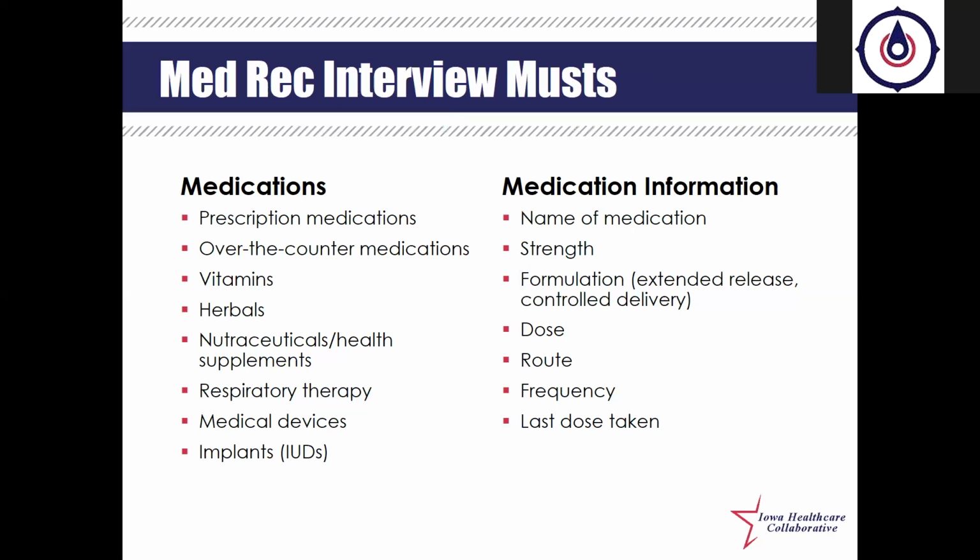When we're looking at the medication information, we want to hit on the name of the medication and the strength. Formulation is one that is often missed. So is it extended release? Is it controlled delivery? Is it immediate release? Talk about dose, route, frequency, and then when did they have their last dose? If they're able to recall, that can be really helpful for us to know when we should start dosing inpatient.